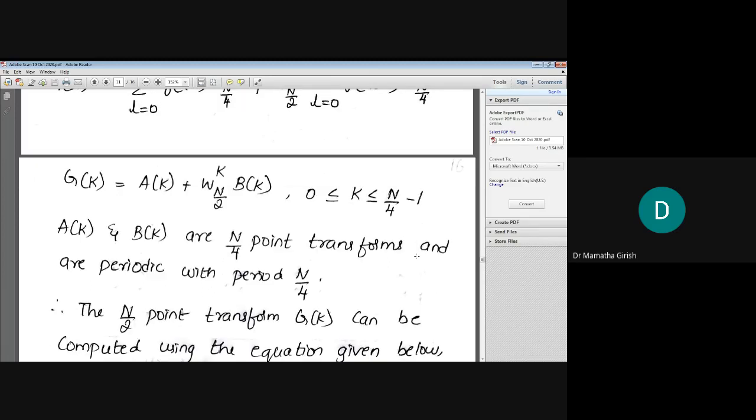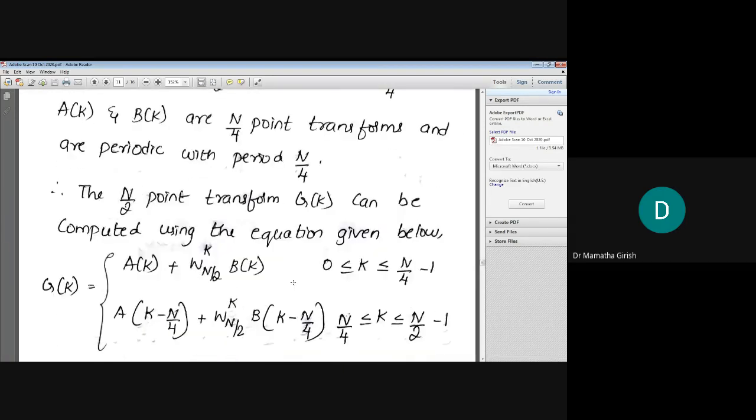But what I'm actually interested in, before that, what are A of k and B of k? N by 2 point transforms. And they are said to be what? Periodic with a fundamental time period equal to N by 4, since I'm interested throughout the range from 0 to N by 2 minus 1. If you ask, madam, why not N minus 1? Right now, I'm not in the N point DFT. I've decomposed my N by 2 point DFT into 2 N by 4 DFTs. That is why the upper limit is what? N by 2 minus 1.